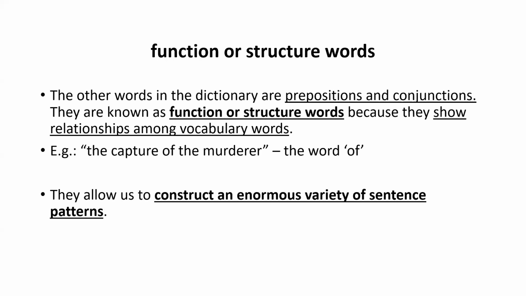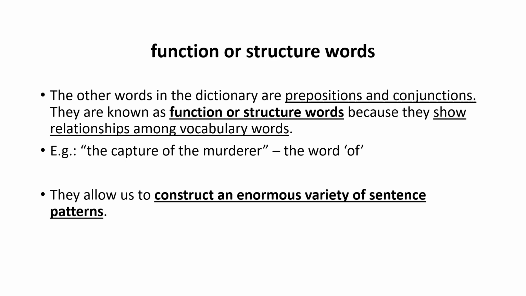Let us have a look at function or structure words. They can be called function words or structure words. The other words in the dictionary, other than nouns, adjectives, adverbs, verbs, are pronouns, prepositions, articles, conjunctions. These are known as function or structure words because they show relationships among vocabulary words. The previous words were lexical words or vocabulary words, and these are structure words. They show relationship. For example, when we say "the capture of the murderer," the word "of" does not have any content meaning.